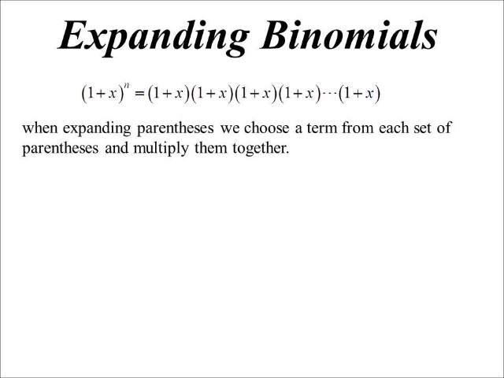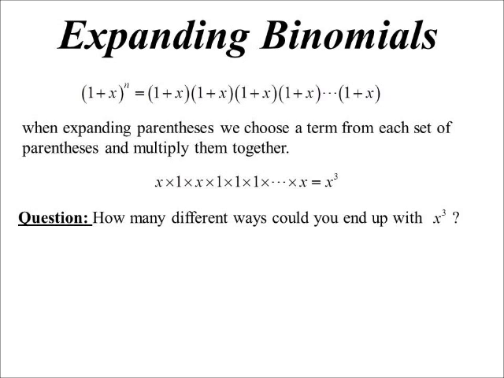What we're really doing is taking one term from each set of parentheses and then multiplying them together. So, for example, one way I could get an x cubed term is to get an x from the first one, then a 1, then an x, then a 1, then a 1, then a 1, then however many I've got there, and then in the last one get an x, and I would end up with x cubed. But that's only one way of doing that. How many different ways could I end up with x cubed is the question.